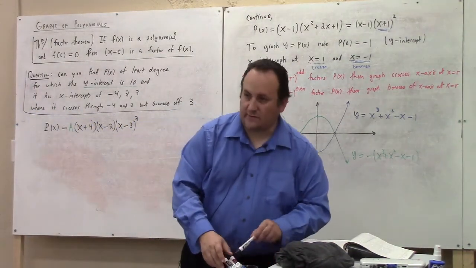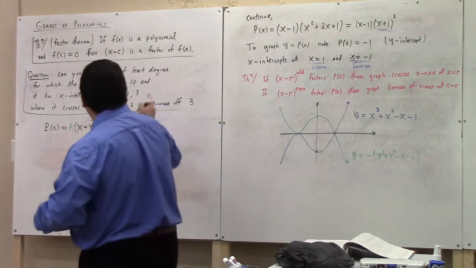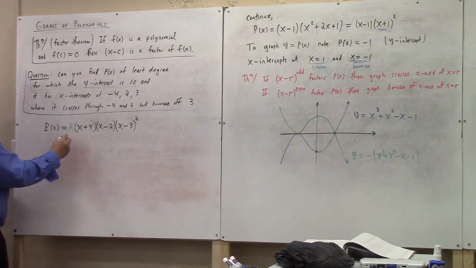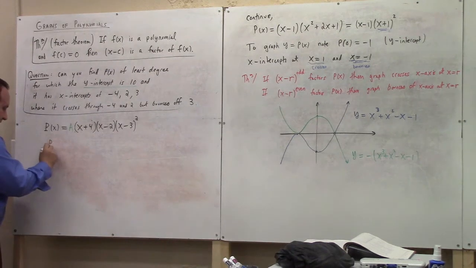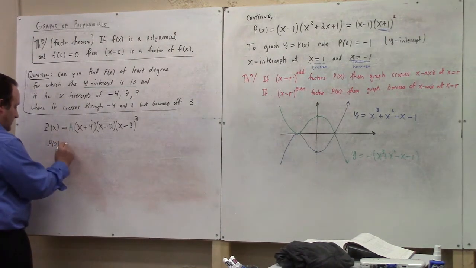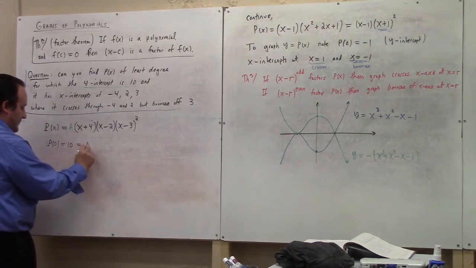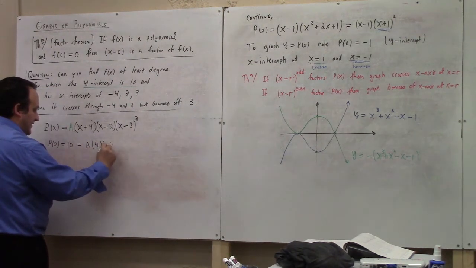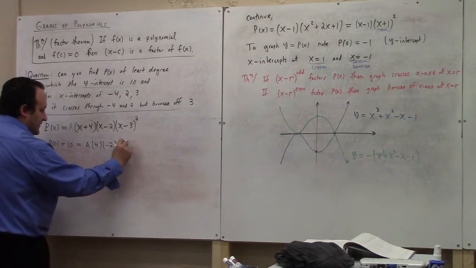I'm going to argue what we should do is go back to the thing I wrote up here a little bit earlier in the class, which is that we plug in 0 to get the y-intercept, right? So p of 0 is the y-intercept. We know it's equal to what? It's equal to 10, right? But it's also equal to a times what? 4 times minus 2 times minus 3 squared.